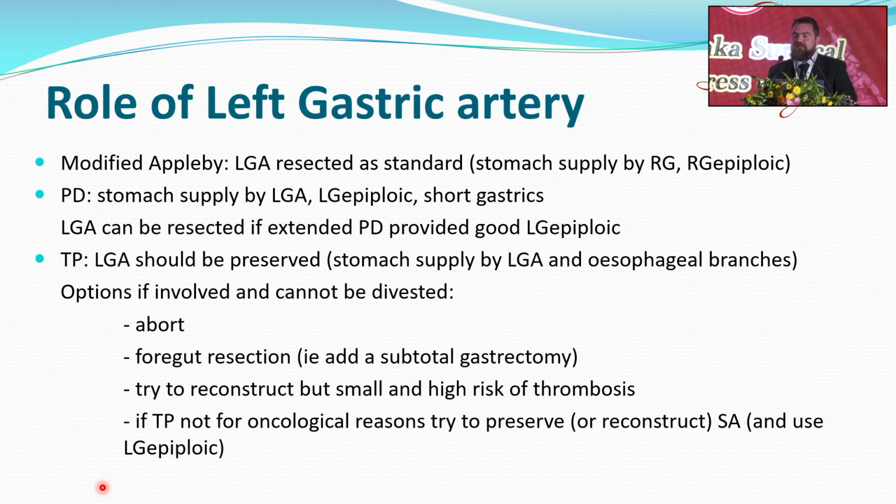If you do a total pancreatectomy for non-oncological reasons, so if you do a common hepatic artery resection and reconstruction and you take out the pancreas to remove the risk of a fistula, you can preserve the splenic artery and the left gastroepiploic arcade, and then you can feed the stomach through that.